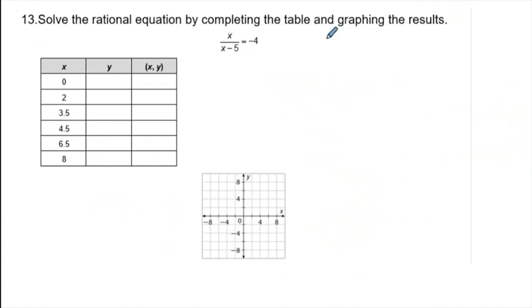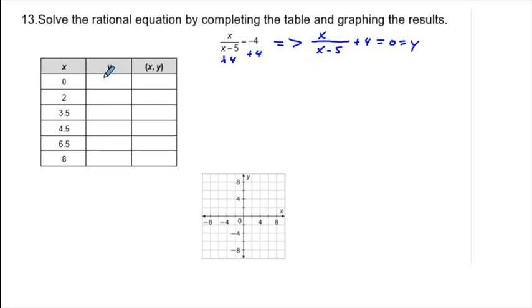Number 13, solve the rational equation by completing the table and graphing the results. So I'm just going to fill these in. What we do to solve this is set the right side equal to 0 by adding 4 to both sides. So what we have is x over x minus 5 plus 4 is equal to 0, or you'd set that as y. So this is what we're going to use. I'm just going to fill these in quickly.